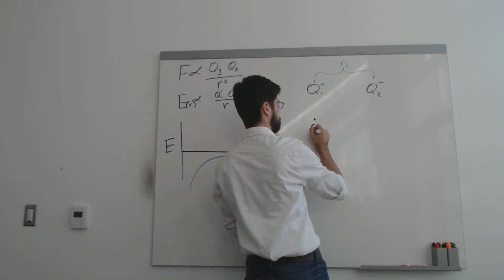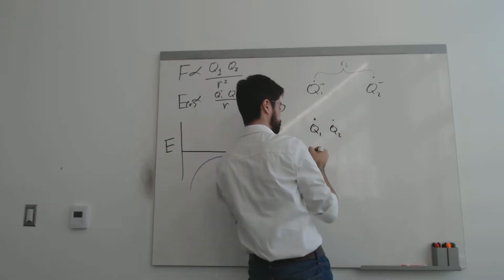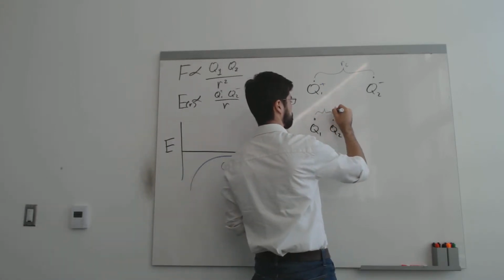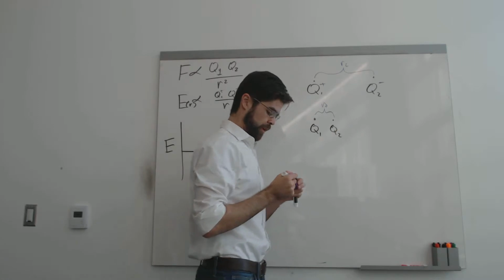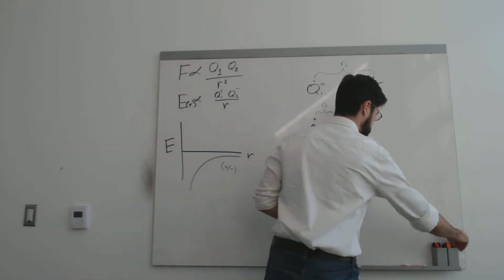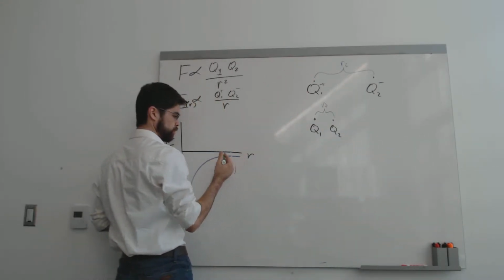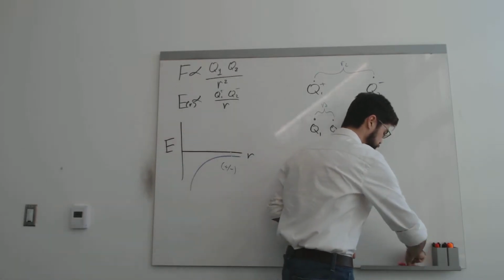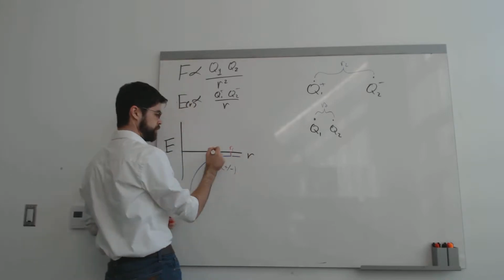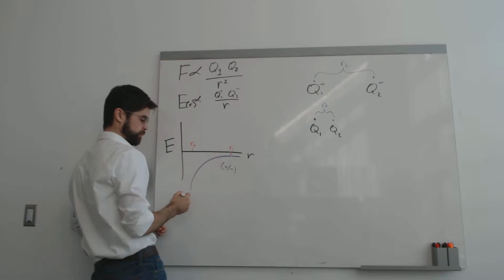So here's Q1, Q2, and now their distance has diminished to R final. If I was going to plot that out here, my initial distance might be at some large distance, R initial. That might be R initial, so at a long distance, versus R final.